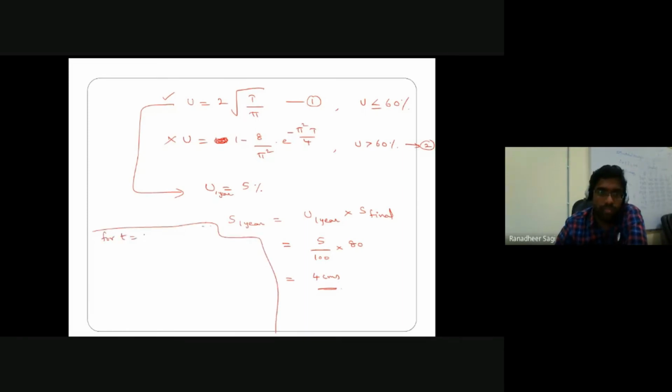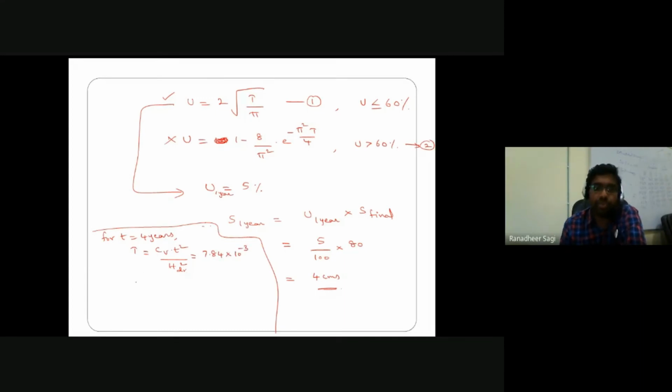for t equal to 4 years, if I calculate your time factor value, which is nothing but Cv into t square by Hd square. So Cv data is known, Hd square is nothing but the height of the clay layer, that is 25 meters. 7.84 into 10 to the power of minus 3 is your time factor value.